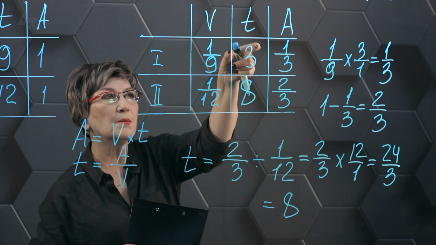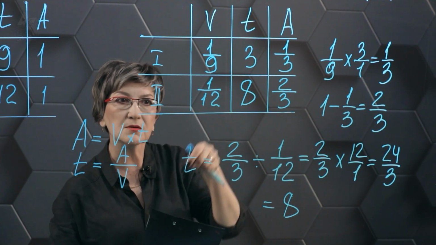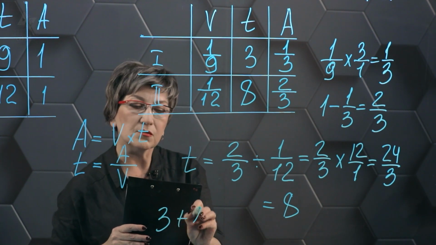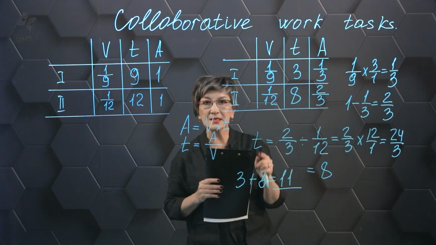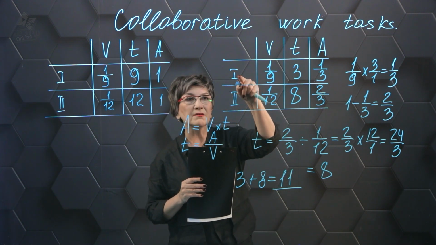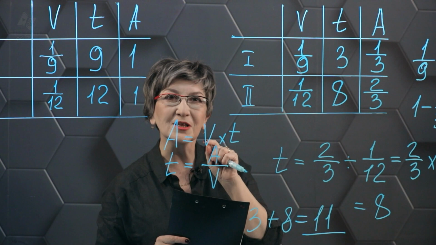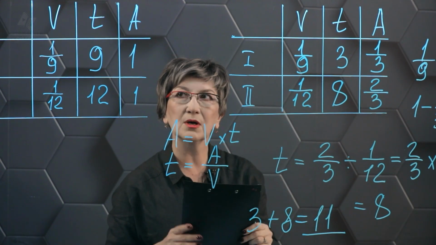The first company worked 3 months, the second company worked 8 months, all in all, 3 plus 8 equals 11 months. In 11 months the first company and the second company built this house. Today, in the lesson, we solved another problem of cooperative work.